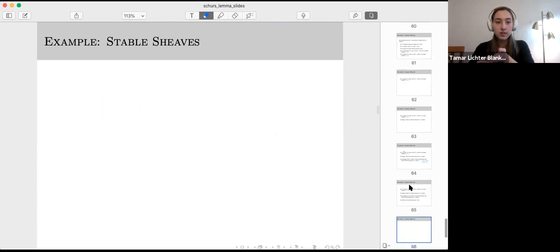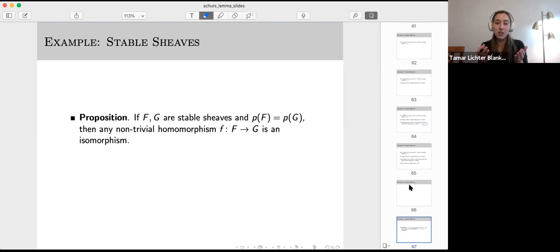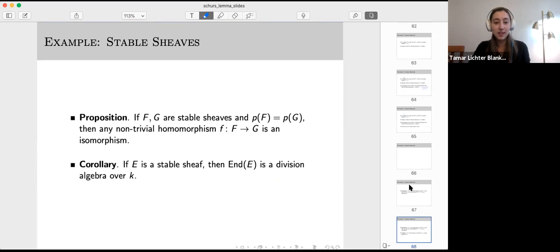So what we can conclude from this is that if you have two stable sheaves with the same Hilbert polynomial, so they're in C_P for some P, and they're simple objects in that category, then any non-trivial homomorphism between them is an isomorphism. This is just Schur's lemma again, but now it's for something a lot more crazy, these stable sheaves. And as a corollary, for any stable sheaf E, its endomorphisms are a division algebra over K. Just to be technical, I'm not sure if the K actually has to be its center. I'm not sure how the book is defining it, but you get a division algebra.